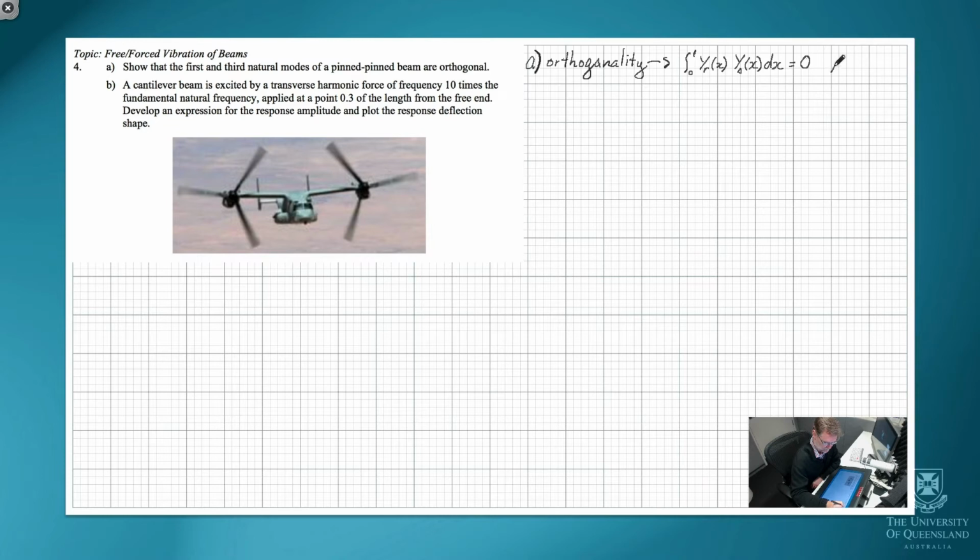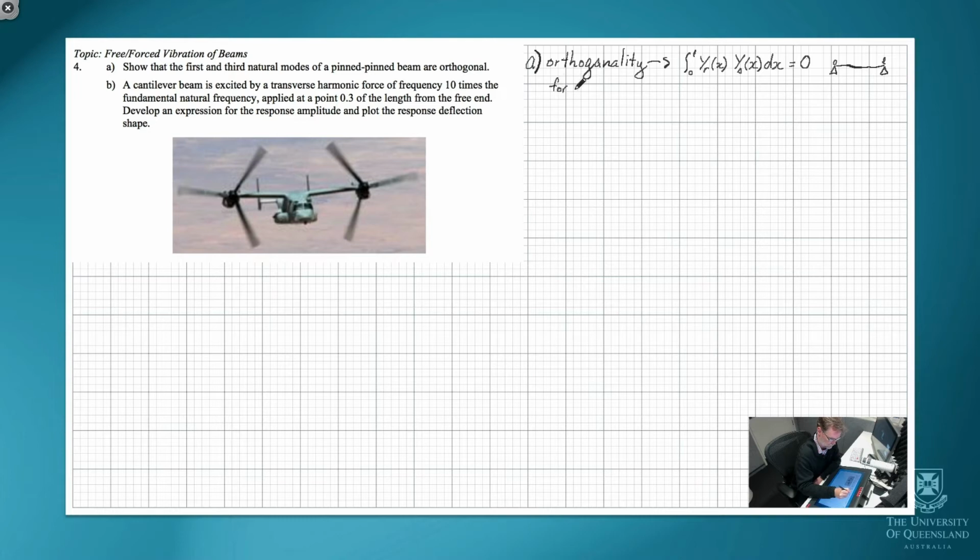In this case, we have a pin-pin beam, and we'll be taking the integral from 0 to L, so all we need to know is the mode shapes for the pin-pin beam. We want to check that the first mode is orthogonal to the third mode, so we're really just subbing in the mode shapes for y of r and y of s and evaluating this integral and checking if they equal 0.